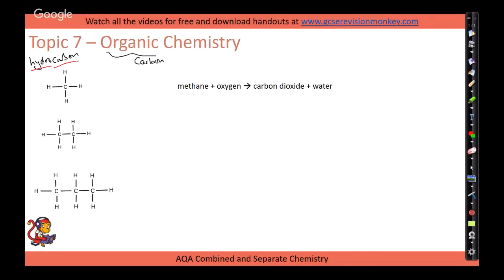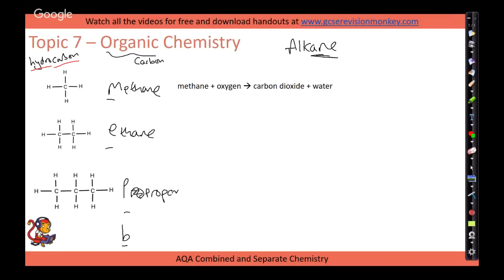One little tip to try and remember how to name these is if you remember: monkeys eat peanut butter. Monkeys eat peanut butter. And these are all called alkane hydrocarbons. So they all end in ane. So this one is called methane, ethane, propane. Just rub that a little bit out. And butane. Let me just do propane again.